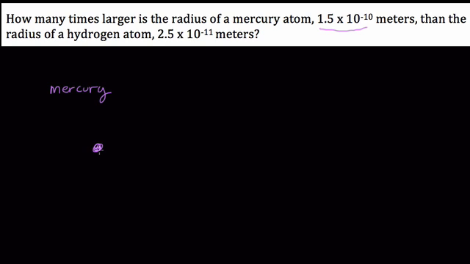So maybe from the center cluster of the atom to its outermost region of its electron cloud, that has a radius. That distance is 1.5 times 10 to the negative 10 meters versus the radius of a hydrogen atom, which is 2.5 times 10 to the negative 11 meters. Now the hydrogen atom is smaller, and we can tell because of the way they phrase the question, but also by looking at the exponent.